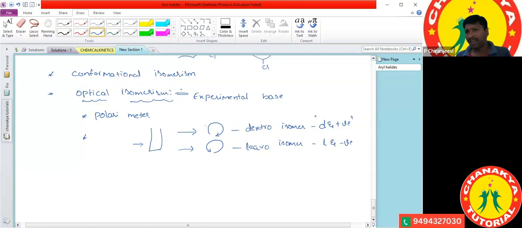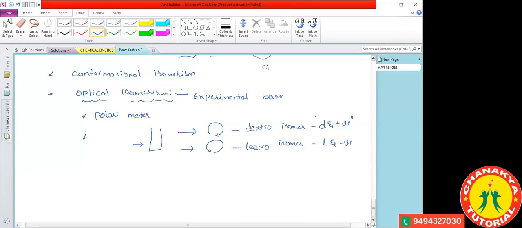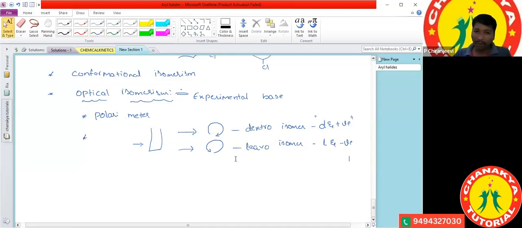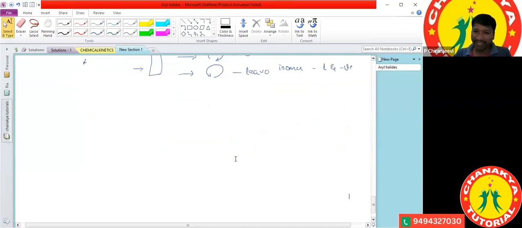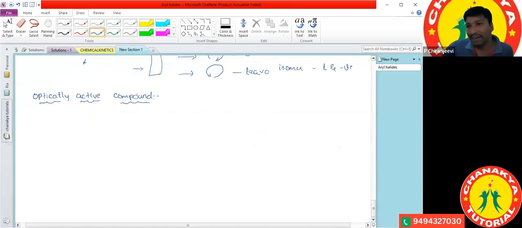So what is meant by the plane polarized light? And what is meant by an optically active compound? What is an optically active compound? I'm asking about optically active compound. Aditi, optically active compound. Simple. Samhita, you're giving somewhat correct answers. If you think really deeply, the answer is correct. But my question is in simple words, how can we define an optically active compound?